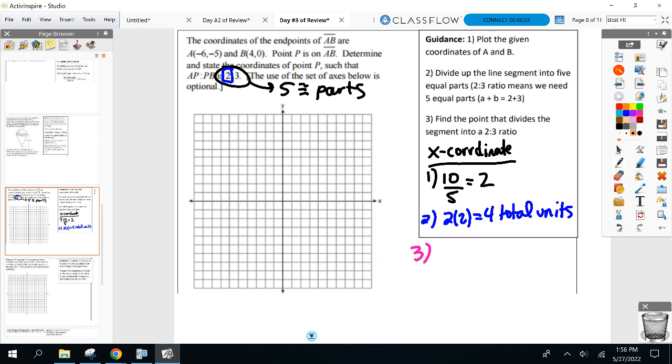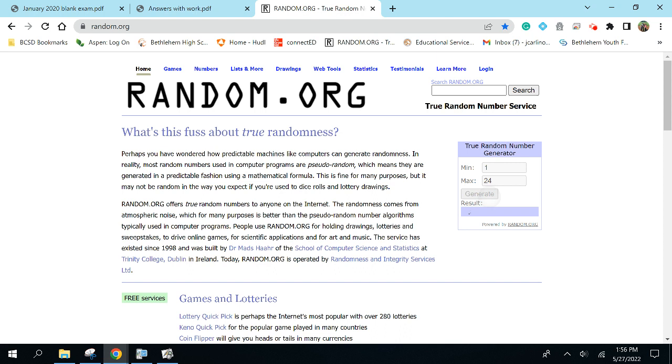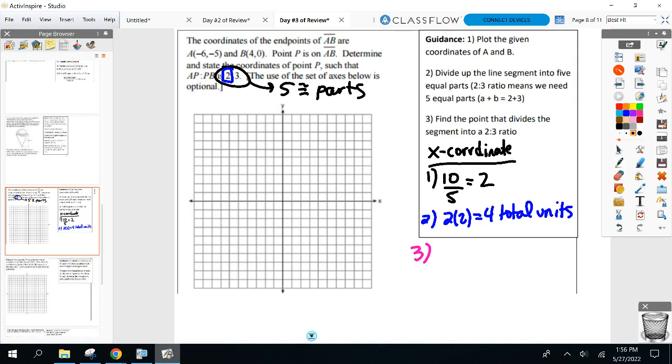Where am I starting from on the x-axis again? On the x-axis, where did I start at? What x-coordinate did I start at? Because I'm going from A to B. -6. And I'm adding 4, so I end up at -2.